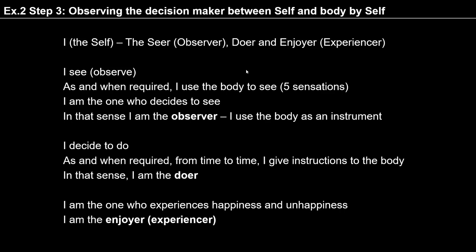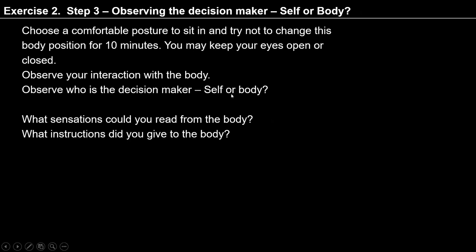whenever I think it is important to do something with the body. And whatever decisions are taking place are taking place in me. So it is consciousness where decisions are taking place. Similarly, the happiness or unhappiness of my decisions happens in me, and I experience this happiness and unhappiness. In that sense, I am an enjoyer also. So I am seer, I am doer, and I am enjoyer, experiencer. The body is being used by me just as an instrument. This we have practiced.